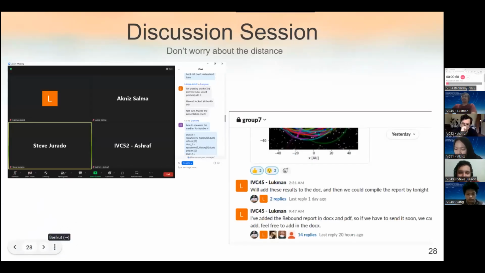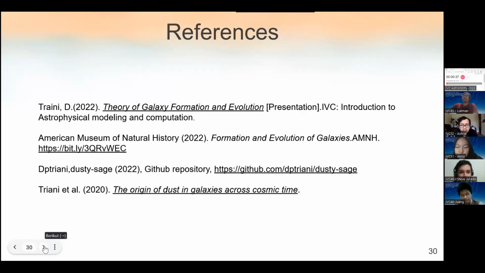Okay, next. And as Solis mentioned before, it was a big problem because we live in different countries, but we didn't worry about the distance because we did the discussion sessions using Zoom, or even Slack. The next, please. And this is the reference.